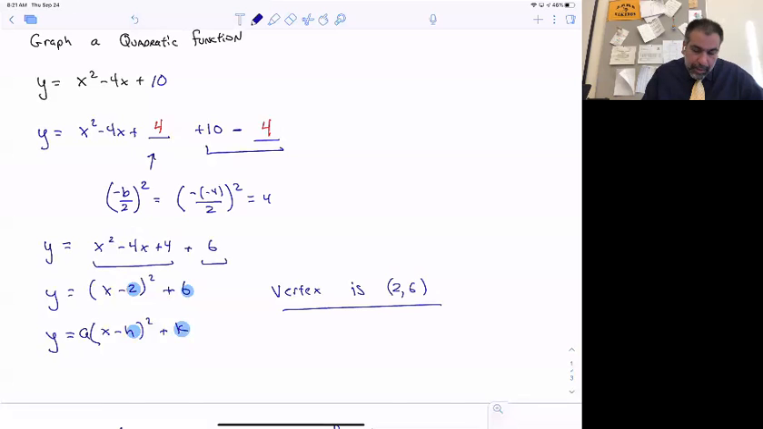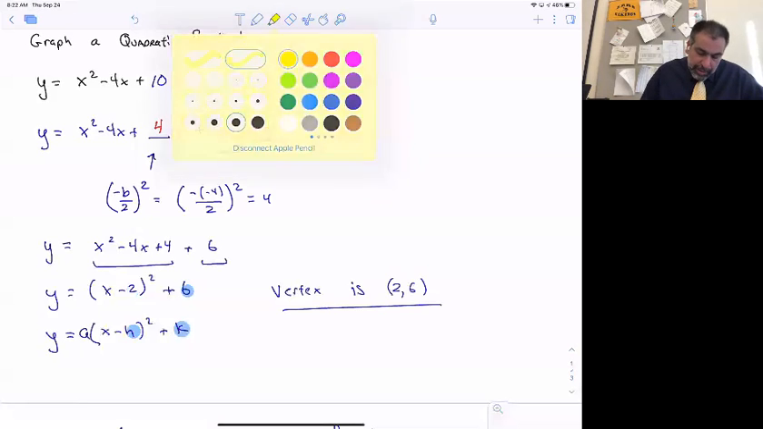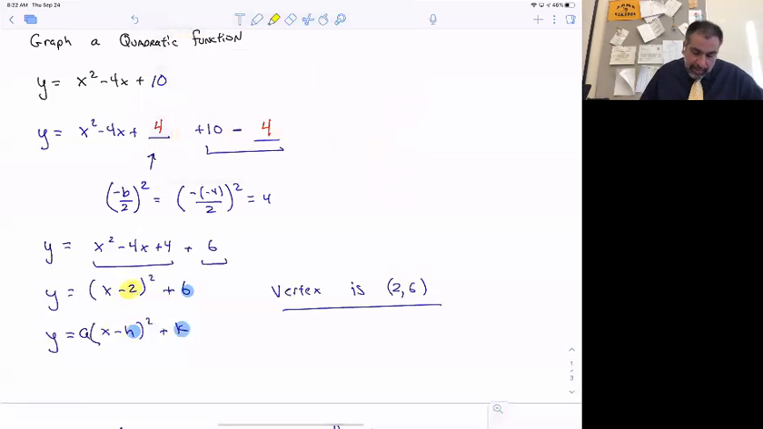Now, one of the really common mistakes in this problem is looking at the h value. The reason I say that is because people see this as a negative 2, and they assume that the vertex has an x value of negative 2 for that reason.